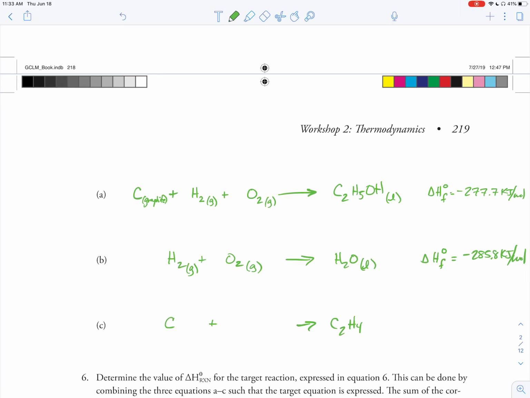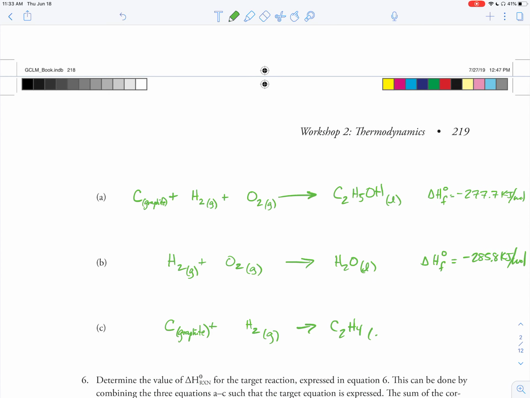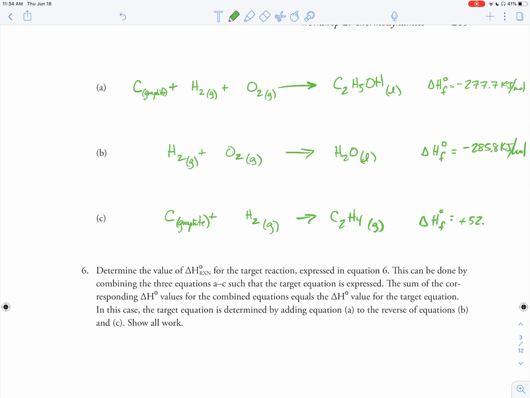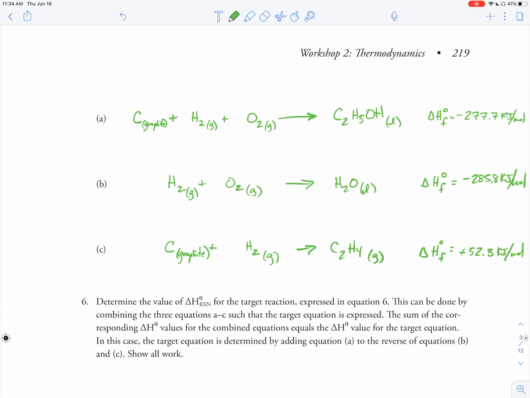And our last substance that we're going to build is C2H4. Two elements, carbon and hydrogen. Carbon is going to be graphite. Hydrogen, diatomic, gas form. And we're going to use C2H4 as gas. Delta H naught of formation for this particular substance is plus 52.3 kilojoules per mole. So that's how you would go about writing a formation reaction for a particular substance. If you didn't know it already, it's just a matter of building it from the elements and making sure the elements are in the right phase and diatomic if needed.